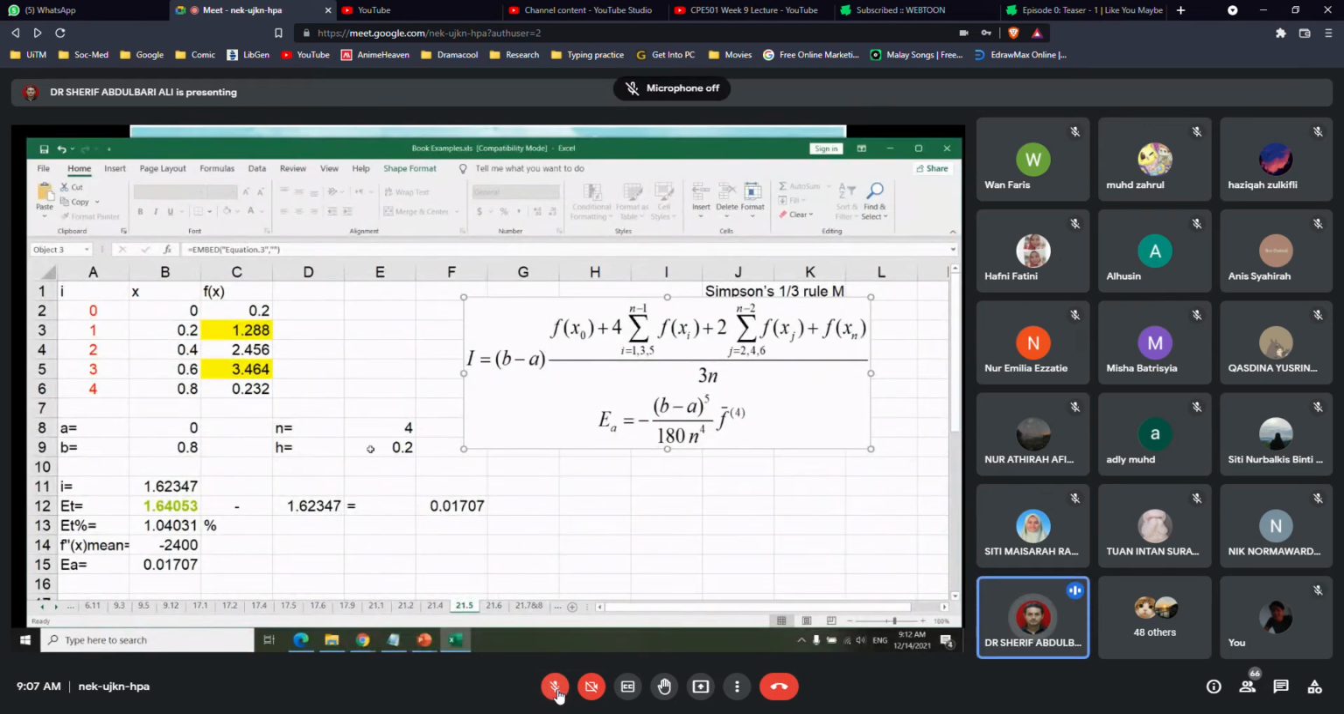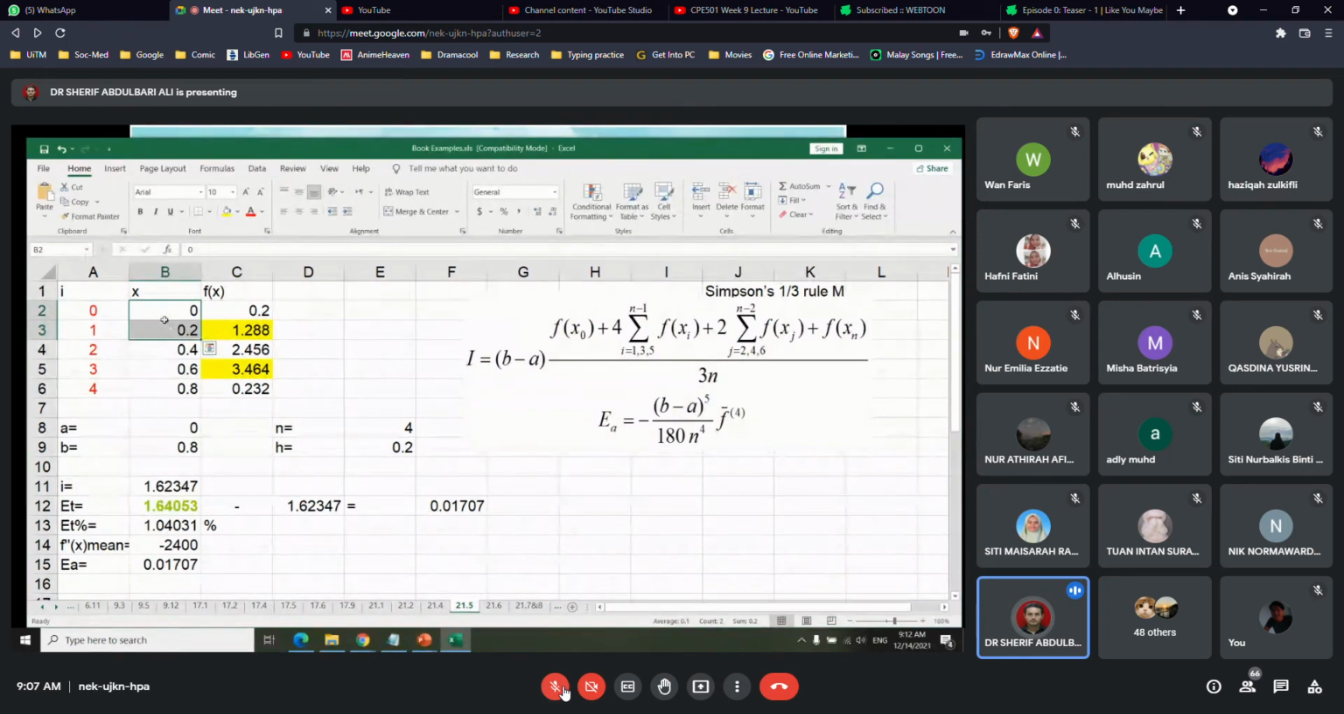It is based on the number of the segments. Remember here, it's asking for 4 segments. So how many segments do they have in here? From 0 to 0.2, this is your first segment. This is the second segment. This is the fourth segment.